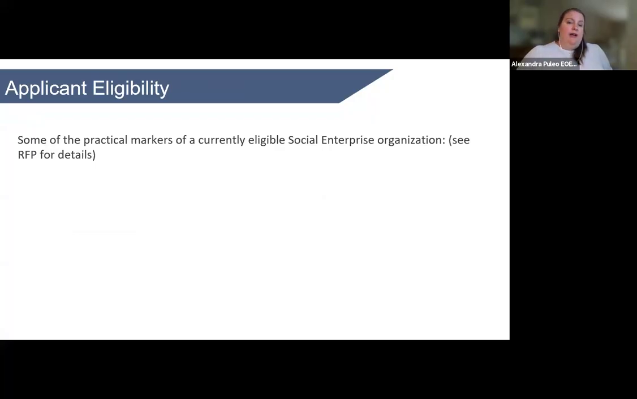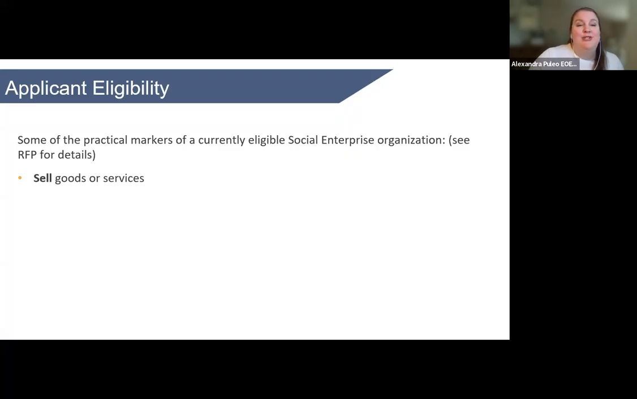Okay. So, as I mentioned, there's a lot of eligibility criteria in this RFP. I know and see that this sometimes is pretty confusing to folks. So we're going to talk about this in a little bit of a different way for a minute. If you're looking for practical markers of whether you are a currently eligible social enterprise organization, and of course you want to refer to the RFP as the end all be all authority here, but I'm trying to break this down a little bit here.